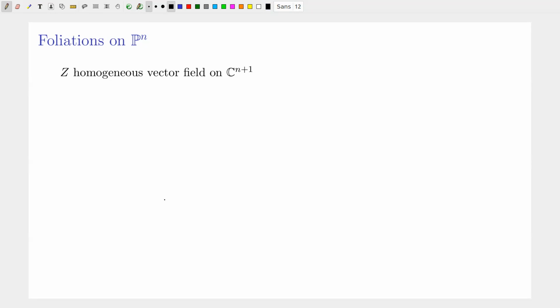So foliations on the complex projective spaces are given in this way. So we have here Pn, the complex projective space, and all the foliations here are built, as Claudia tells us about in the last talk, by a homogeneous vector field on Cn+1. So we have here Cn+1, and consider Z a homogeneous vector field.